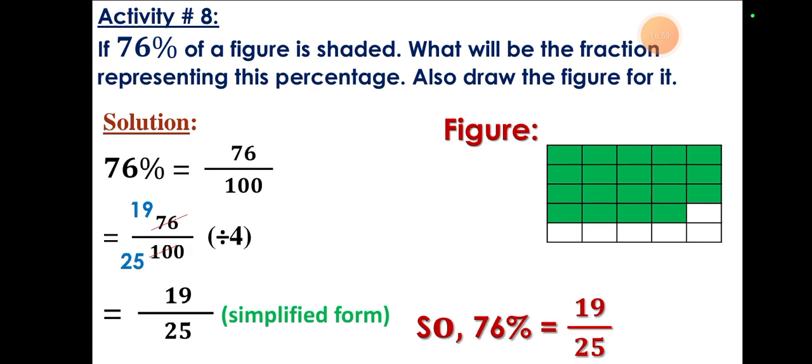So if 76% of a figure is shaded, what will be the fraction representing this percentage? Also draw the figure for it. This would be the figure, total parts would be 100 and 76 would be shaded. Look, 76% equals basically 76 over 100. Now fractions are in simplified form, so they are divided by 4. So I'll get 19 over 25. So this is the simplified form. I will basically make 25 parts and 19 of them would be shaded.